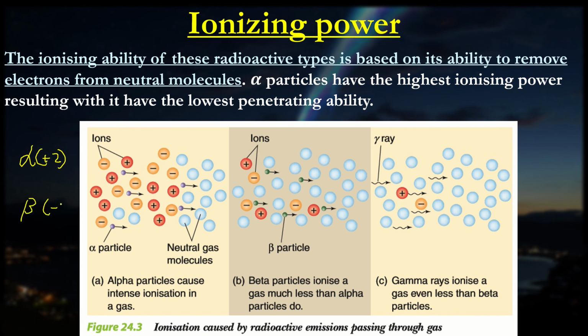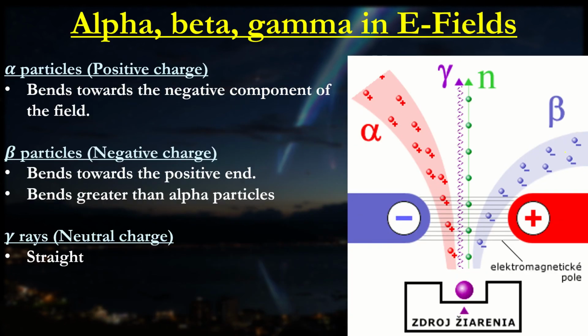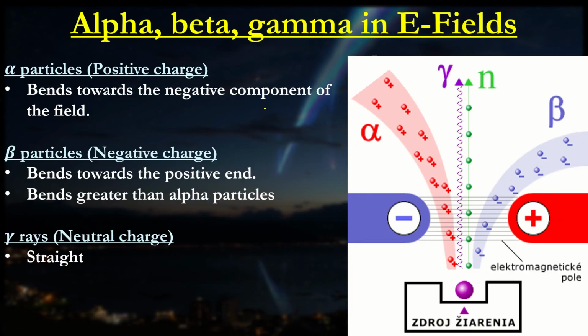Beta has a -1 charge, so it has a lower charge and is less likely to drag these electrons out. And then obviously gamma has a charge of 0, so it doesn't really do much ionizing there. And so that's why it can go through objects a lot better, because it's not interacting with many objects around itself.